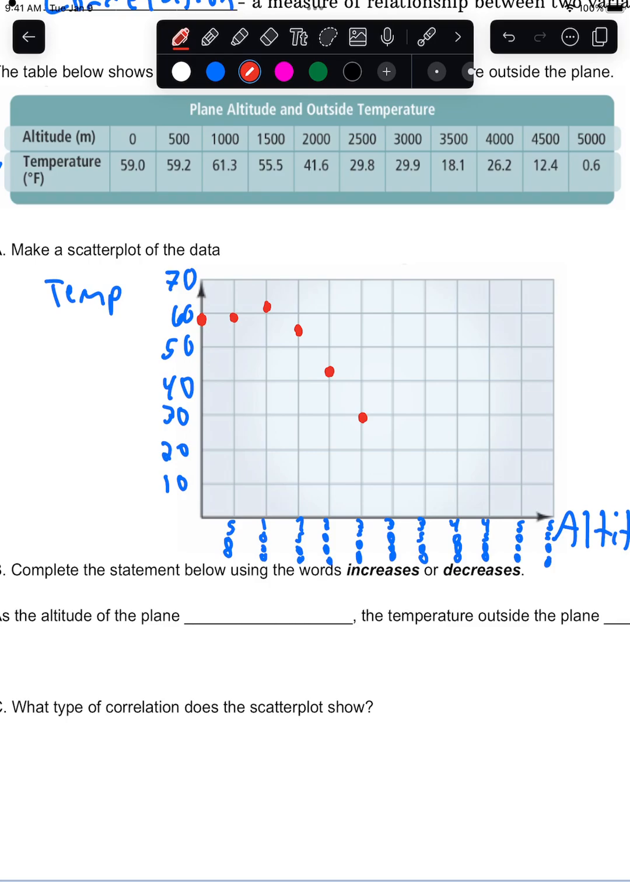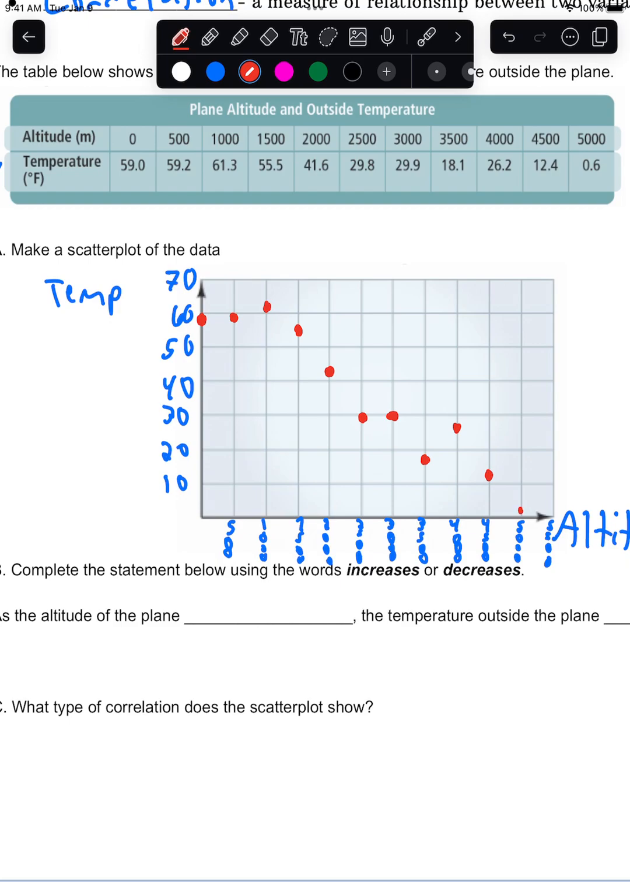Okay, let's see, 3,000. All right, that's what we're on. Yeah, 3,000 is, again, right about there at 30. Tad higher. 3,500 is down to 18.1, so now I got to drop all the way below 20. Go somewhere in there, maybe. Okay. And then 4,000, back up to 26.2. So we'll go somewhere in there. 4,500 down to 12.4, so somewhere right in there. And 5,000, we need to be all the way down at 0.6.